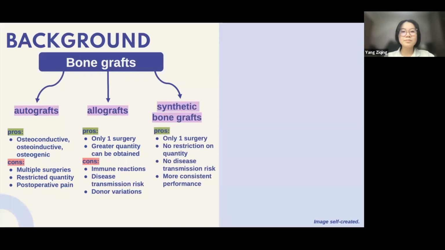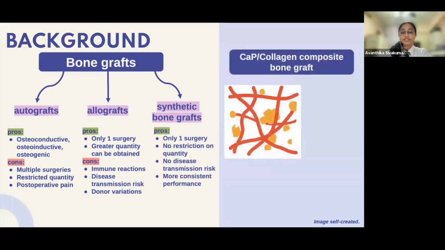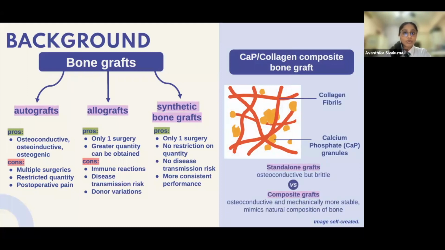Our study focused on calcium phosphate collagen, or CAP collagen, composite grafts, which consist of CAP granules that are held in place by collagen fibers. Both calcium phosphate and collagen are widely used biomaterials owing to their ability to mimic the natural composition of bone.